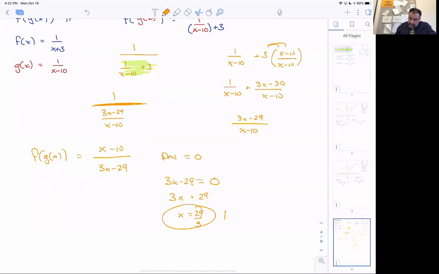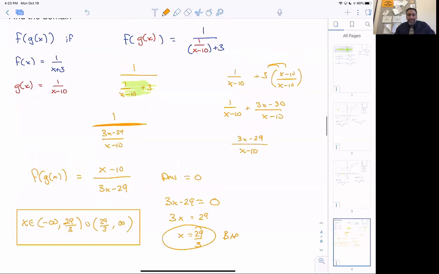This is the bad thing. Okay, this is bad. So that means we're going to kick him out. That means our domain is going to be from x starting at negative infinity going until 29 over 3, and then starting again on the other side of 29 over 3 going until infinity. This would be the final answer we're looking for in this particular example.